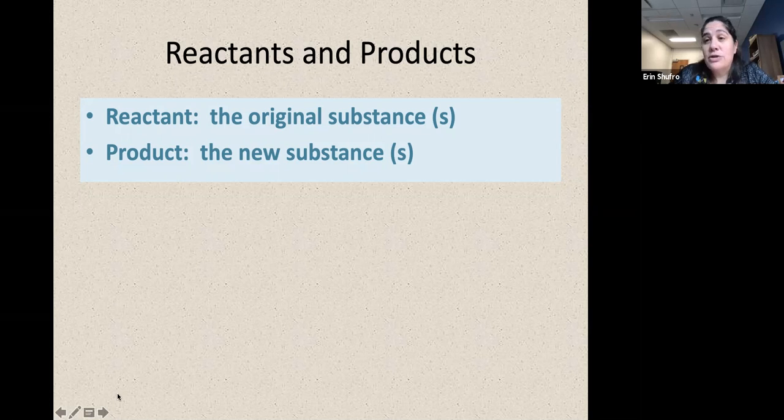Think of it like product, right? When you talk about the business world, your product is the thing you make. Reactant is the thing that you started with. It's the thing you react together to get something new.